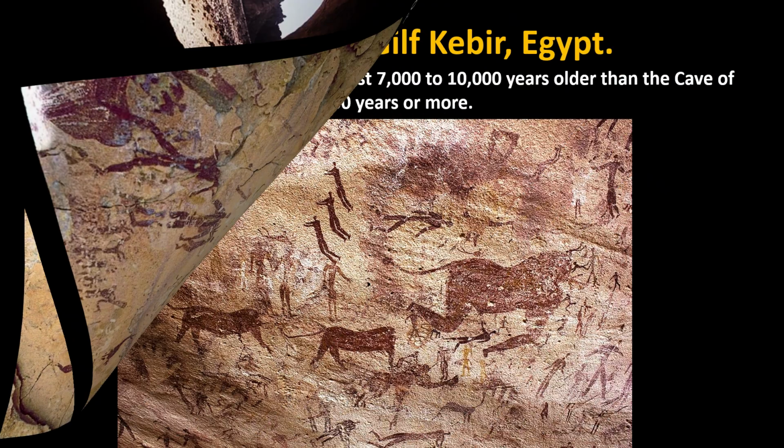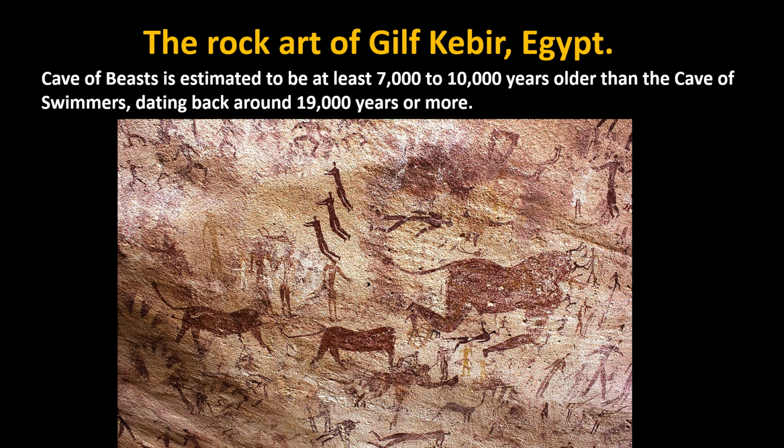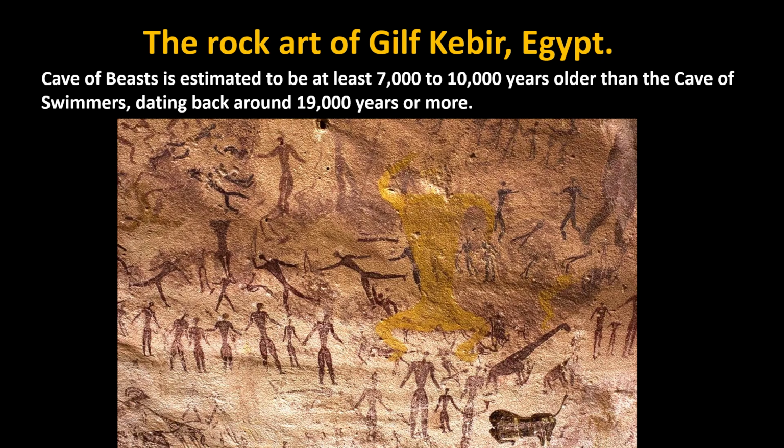Cave of Beasts. Located about 10 kilometers from the Cave of Swimmers, this site contains much more elaborate and larger rock art. It features hundreds of figures, including mysterious headless creatures, the beasts, as well as human and animal figures, and its meaning remains a mystery. The Cave of Beasts is estimated to be at least 7,000 to 10,000 years older than the Cave of Swimmers, dating back around 19,000 years or more. Some estimates suggest it could be as old as 20,000 BCE, making it one of the oldest known rock art sites in the world.